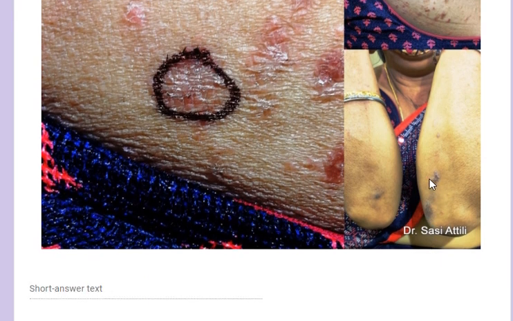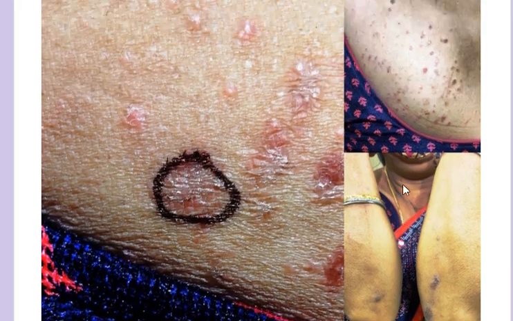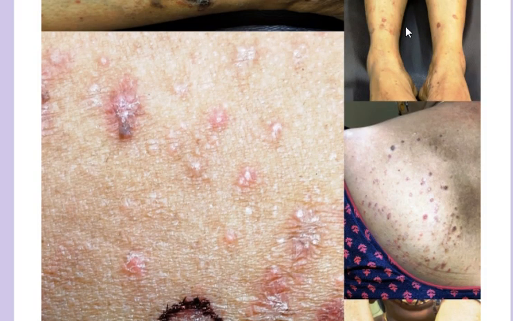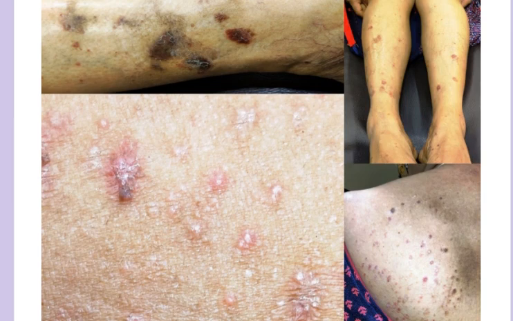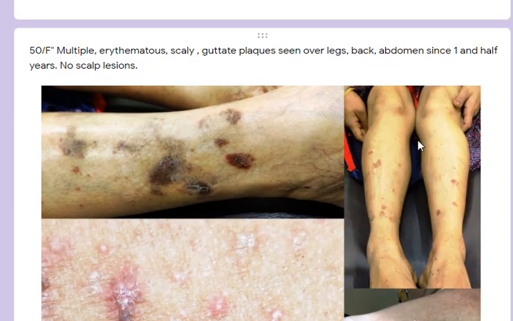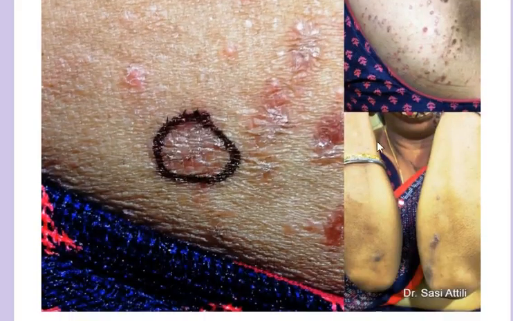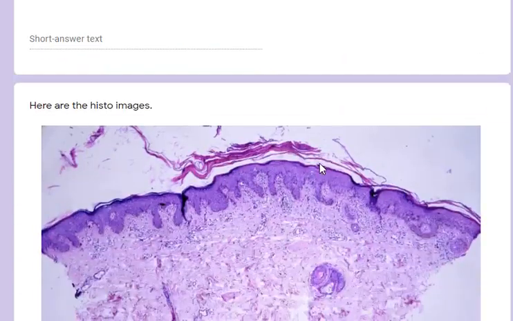You can see some psoriasiform plaques here on the elbows as well. No scalp lesions. This is on the shoulder and this is on the legs. Not many lesions on the knee. So that's the clinical picture. This is where the biopsy was taken from.